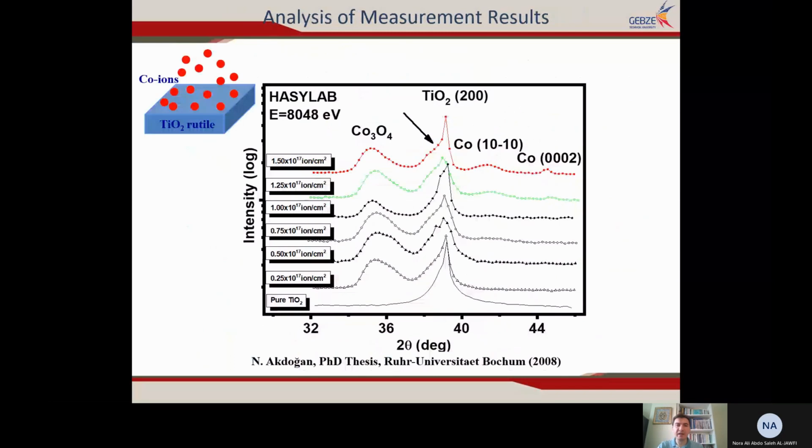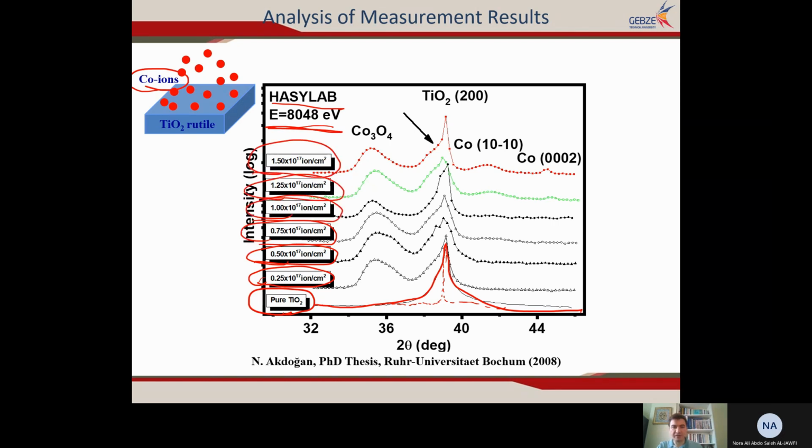Here we have another data set taken at HASYLAB, okay? So the energy is more or less around 8 kilo-electron volts and the wavelength is around 1.54 angstrom. Here again we have pure titanium dioxide at the beginning, this rutile structure. This is the data from the pure titanium dioxide, a more or less sharp peak you see. If you implant this titanium dioxide with energetic cobalt ions, what will happen depending on the cobalt concentration? So here we have X-ray diffraction data for different cobalt ion implantation doses.